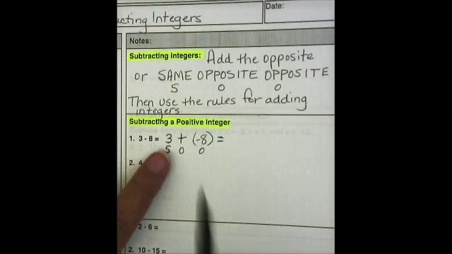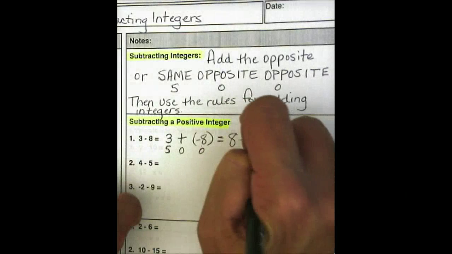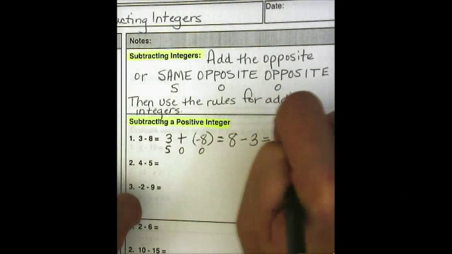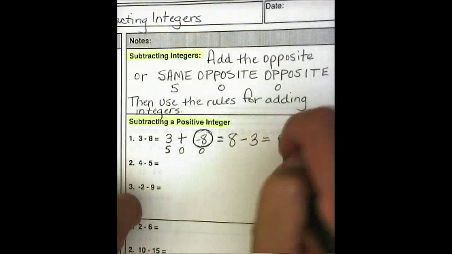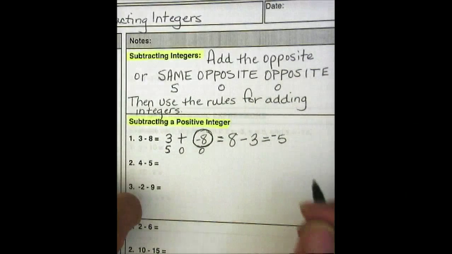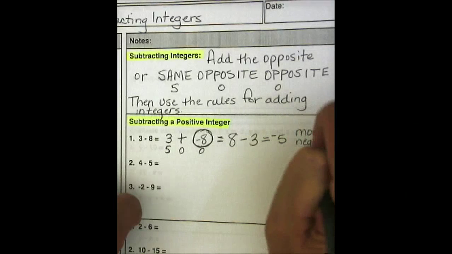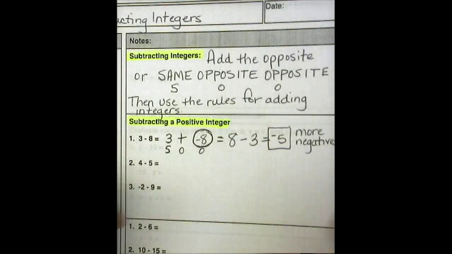So we're going to remember our rule for adding integers with different signs, and we're going to subtract the two integers, 8 minus 3. We know the answer is 5, but we know that we had more negatives when we started, and so our answer will be negative because we had more negatives. So -5 is our answer.